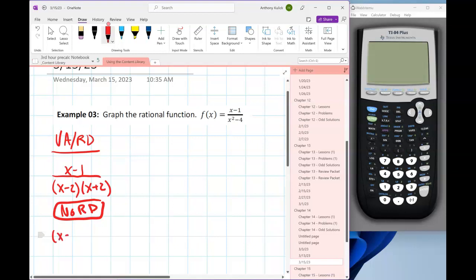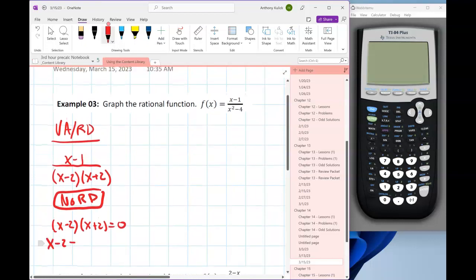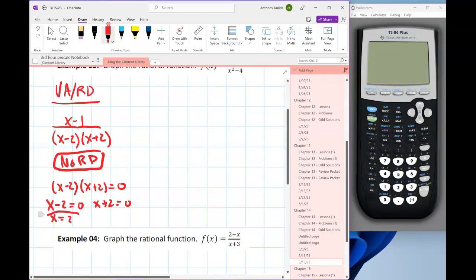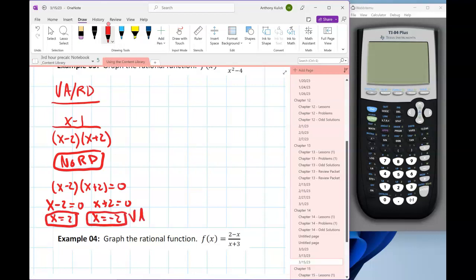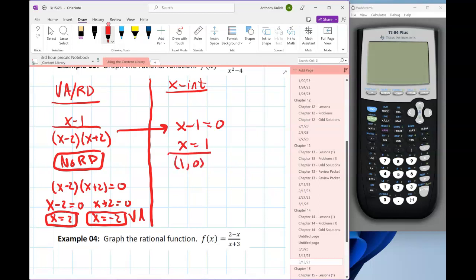It's the bottom. Good. Set the denominator equal to 0. And then we use our zero product property to set each of those equal to 0. So we get two vertical asymptotes. Okay. Which one do you want to find next? We still have x-intercepts, y-intercepts, and then the horizontal or slant asymptote. Okay, great. How do we find those? Yeah, we take the reduced numerator and set that equal to 0. So we get the point (1, 0).